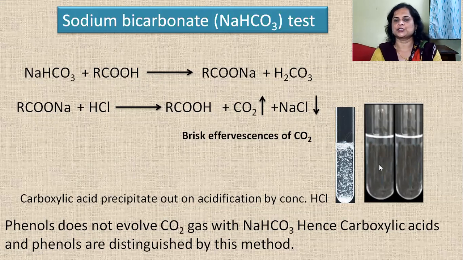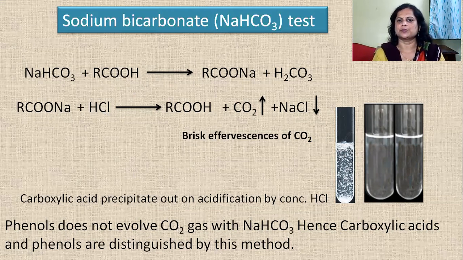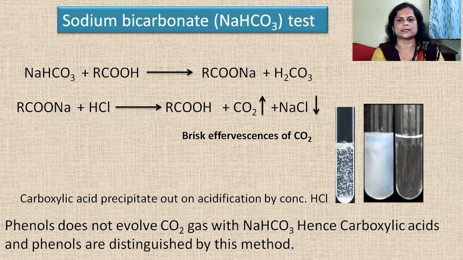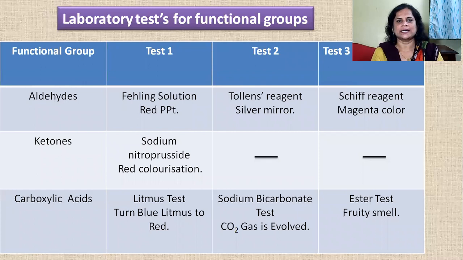Now see in this test tube, first we take the acid, and when we add sodium bicarbonate, the sodium salt of carboxylic acid forms. When we add HCl, see the effervescence, and observe that in the test tube we get a precipitate. The carboxylic acids are precipitated out on adding concentrated HCl. So this is the identification test for carboxylic acid using sodium bicarbonate. These are the identification tests for aldehydes, ketones and carboxylic acids.